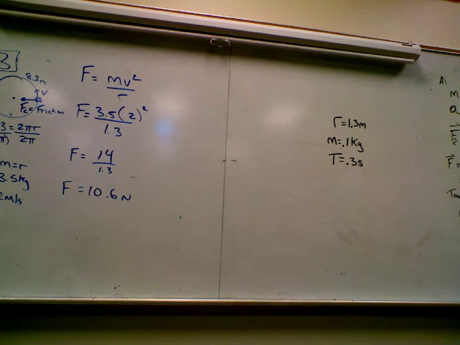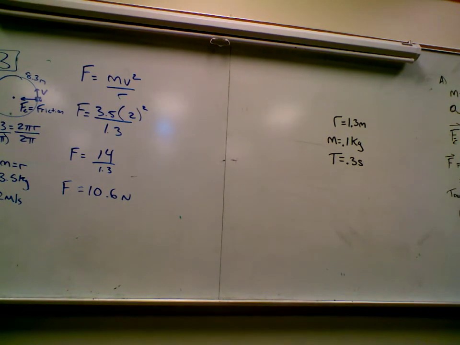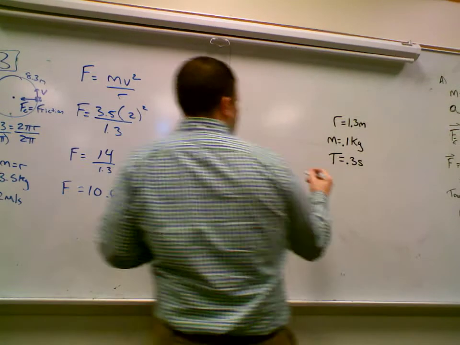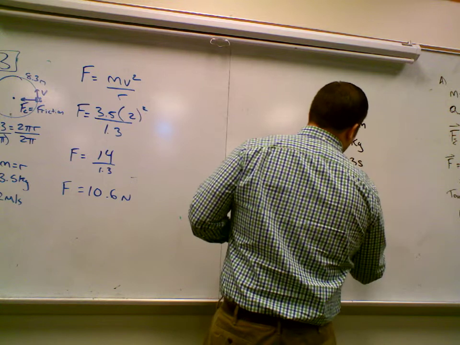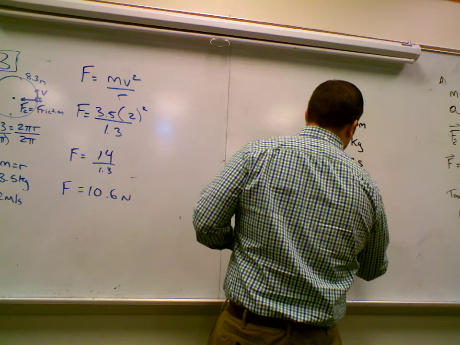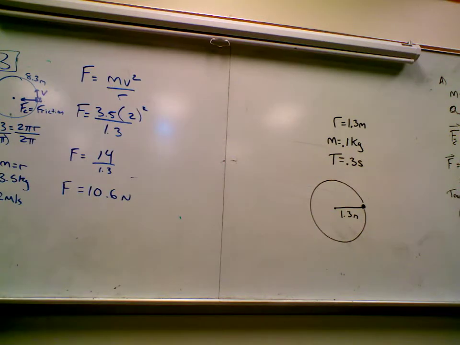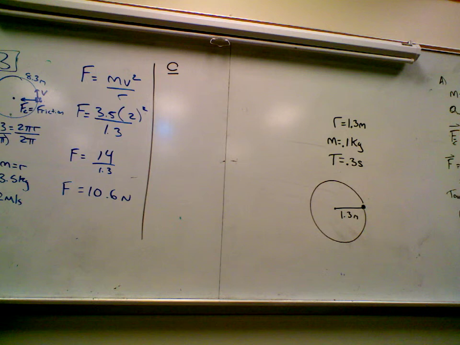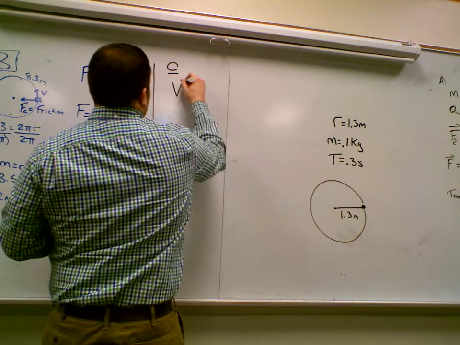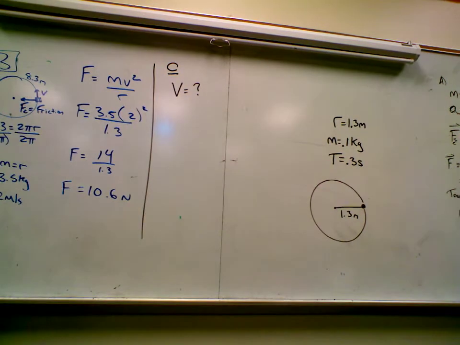Okay, so those three things. We need to figure out the force. Here's my little rock in the sling going around in a 1.3 meter circle. If we need to figure out the force exerted, what things do I need to find? We have to find velocity. Good. The first thing we need to do is find v. How can we find velocity?